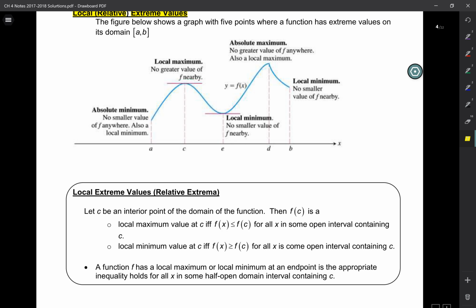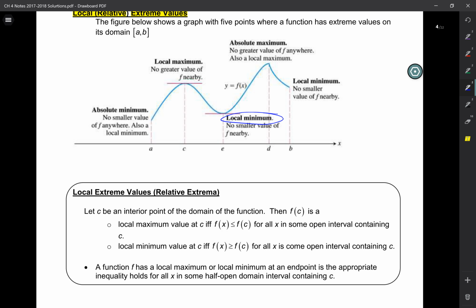The absolute minimum is exactly what the name suggests, that there is no value smaller than that number. It is the lowest value that the function attains. A local minimum just means that there is no smaller value of f nearby. Okay, these are the official definitions.